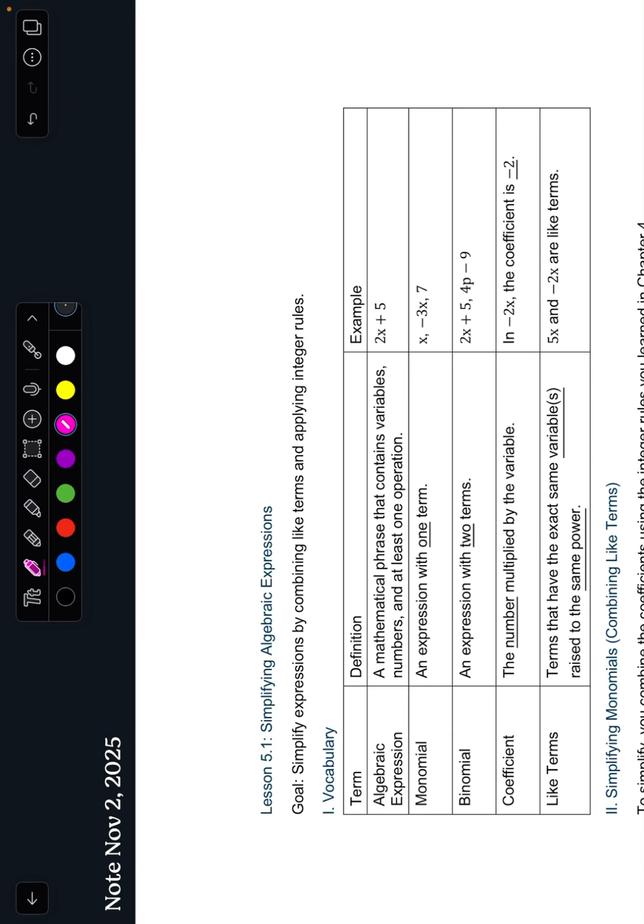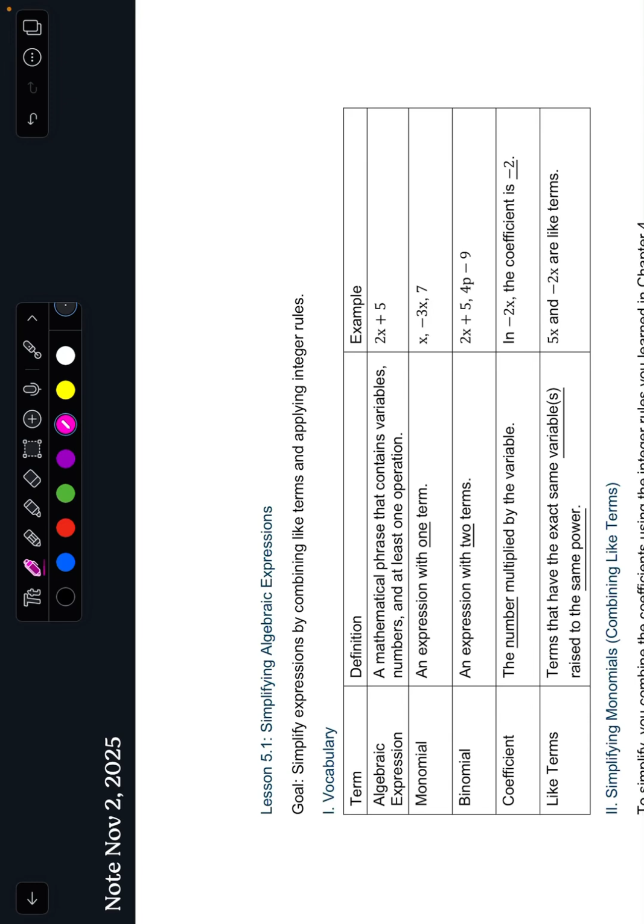Hi everybody, this is lesson 1 of chapter 5. Let's go through this quickly and then you can get on to some practice. We will review this material again next class. So, lesson 5.1 is simplifying algebraic expressions.